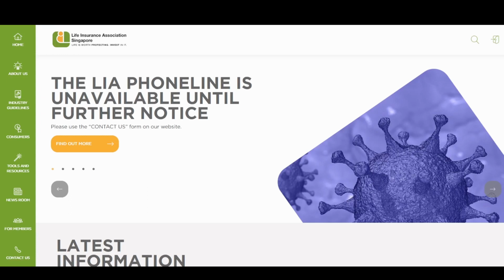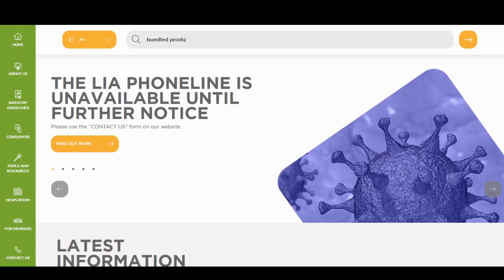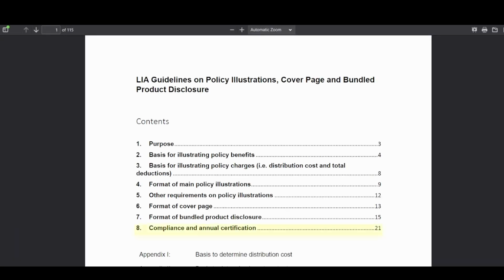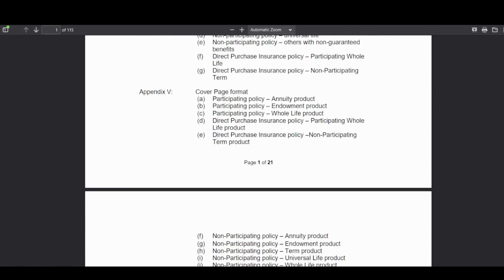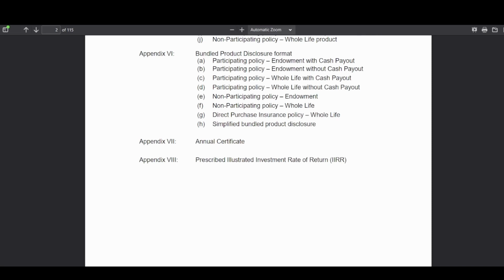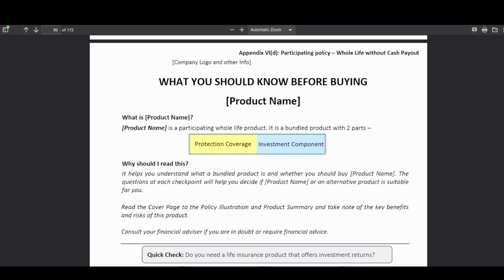So all you need to do is to go to the Life Insurance Association website and then search for bundled product disclosure and click on the link to find out, which will show you a lot of other stuff other than the bundle product disclosure lah. But what we want to focus on is the Appendix 6, which is the participating policy whole life without cash payment.